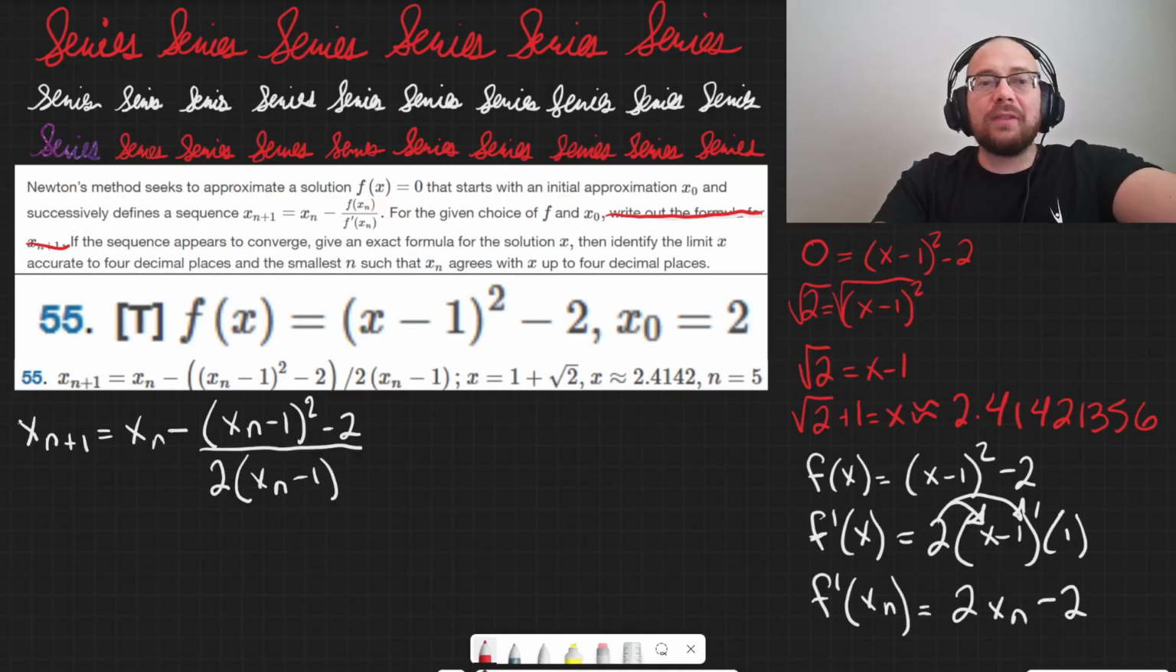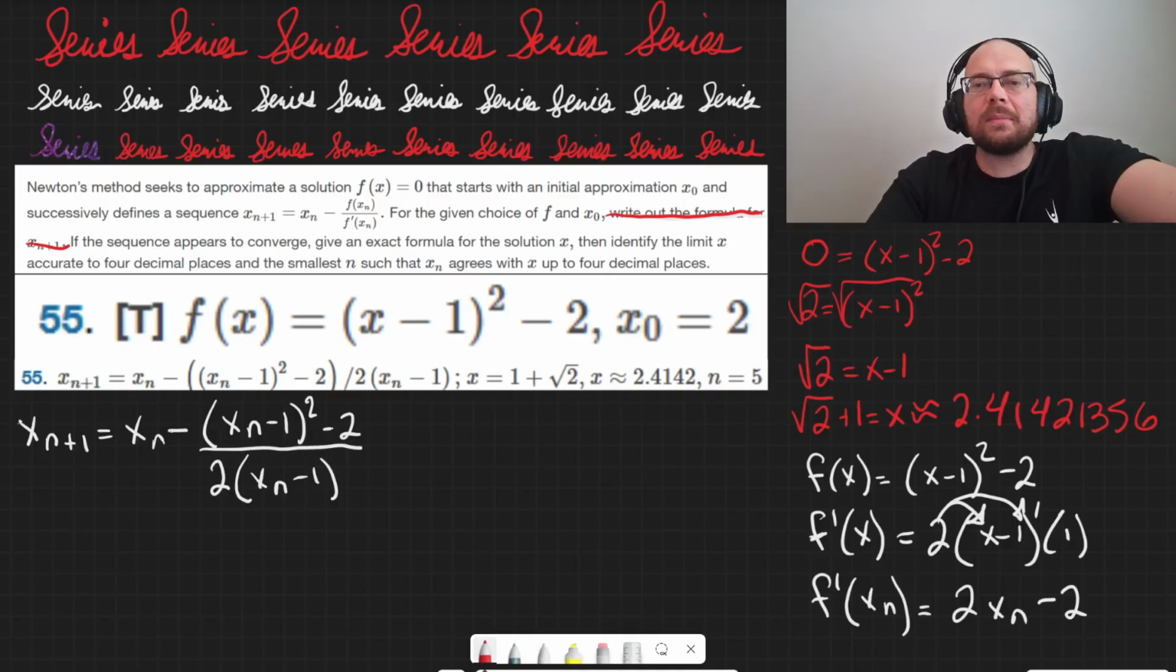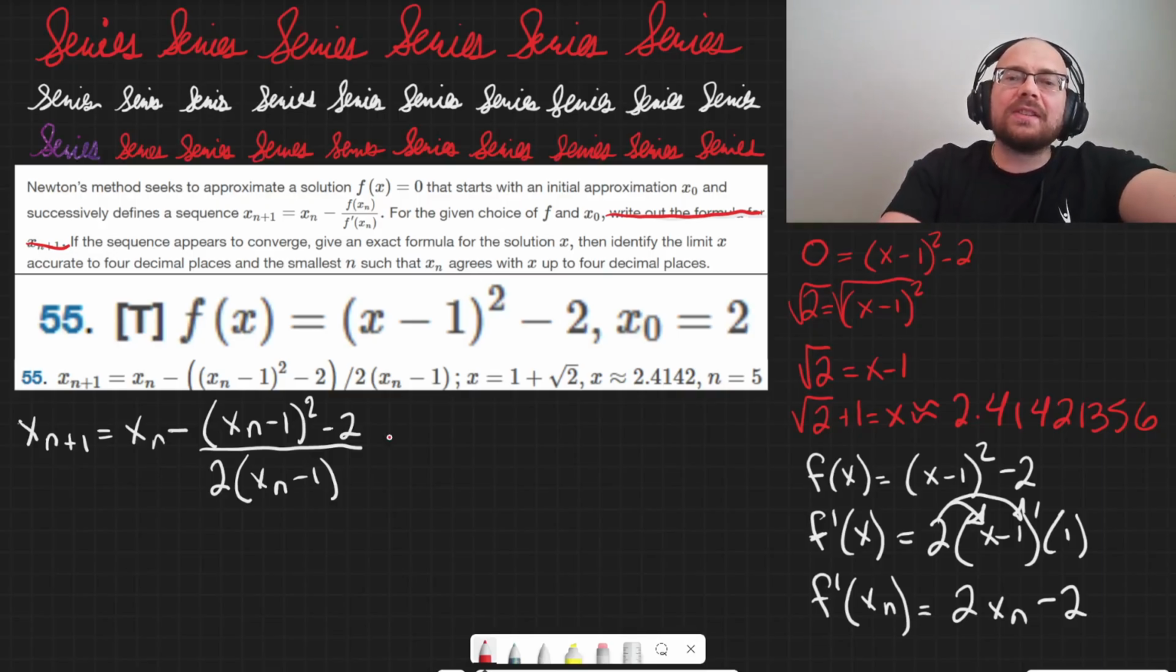If the sequence appears to converge, it should converge because Newton's method is approximating something. So it should be converging onto the square root of 2 plus 1, which is approximately 2.414. You can find out if it's doing that with a table. So I'm actually going to go ahead and do that now. Let's put a little divider here. So n and x sub n.